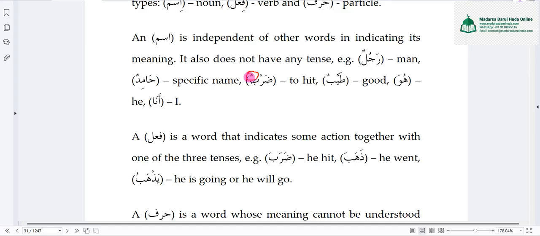But when it comes to the translation, when it comes to the understanding, this zarbun does give the action meaning, but it also lacks tense. And when a word does not have any tense, even though that word is giving us the meaning of an action, or something happened or something occurred, it doesn't make that word a fail. So it means a word which does not have any tense is 100% ism.